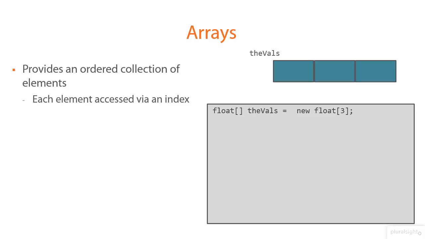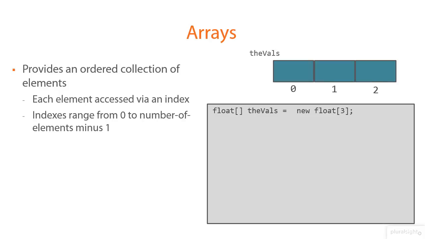Now, each of the members or elements of the array are accessed through an index. And the index is 0-based. So basically, the indexes run from 0 to 1 less than the number of elements. So in this case, our first one is 0, then 1, then 2.